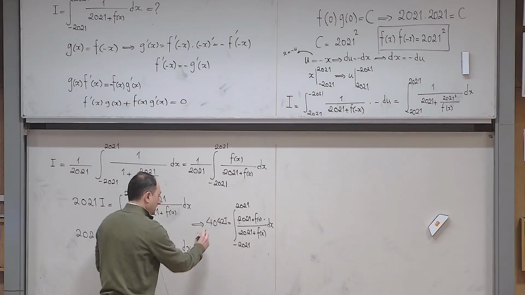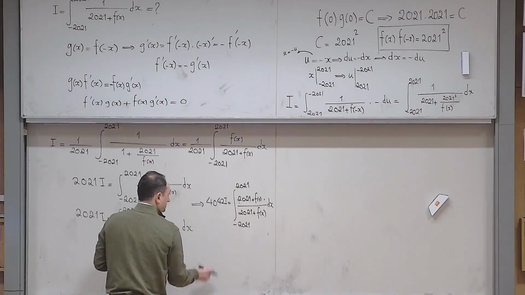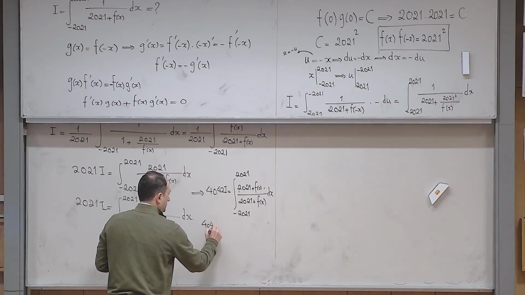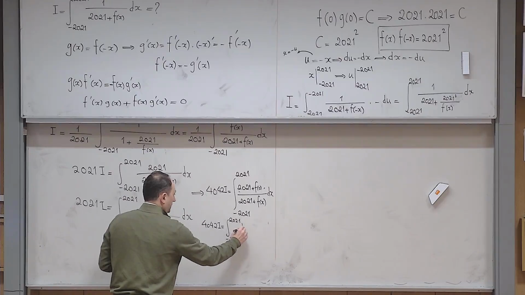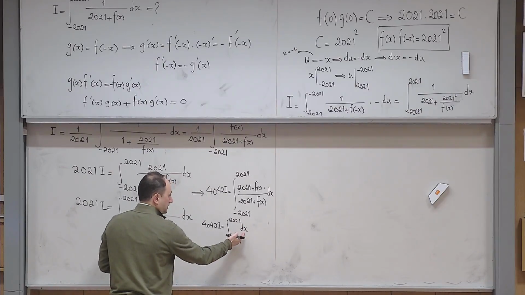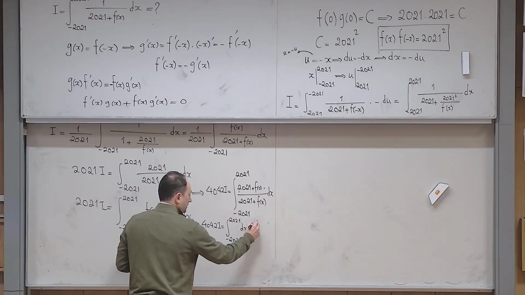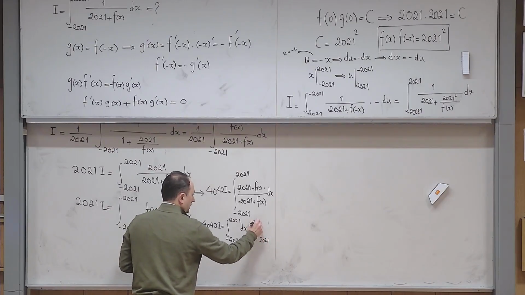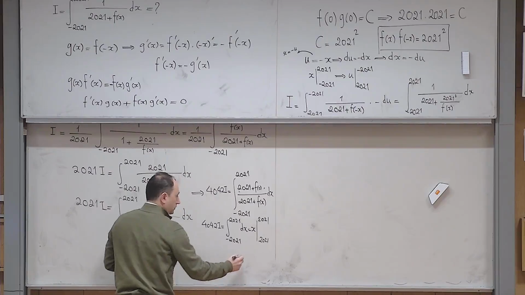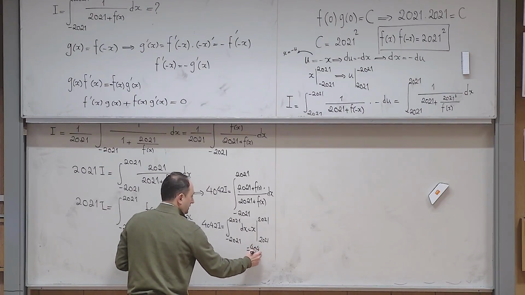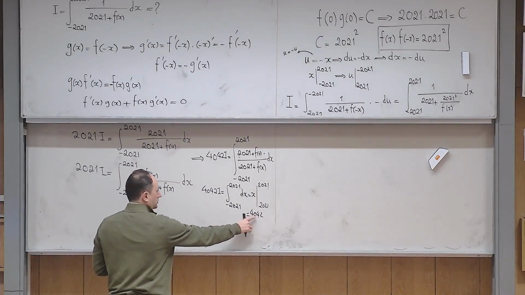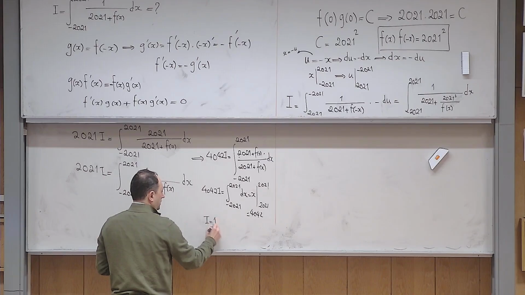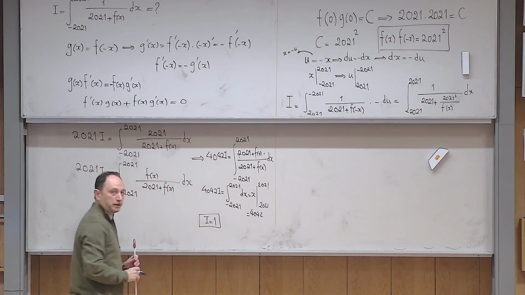So this means that 4042 I is equal to the integral from minus 2021 up to 2021 dx. But this is simply x from minus 2021 up to 2021, which becomes 4042. Yes? So 4042 I is 4042, so of course I is equal to 1.